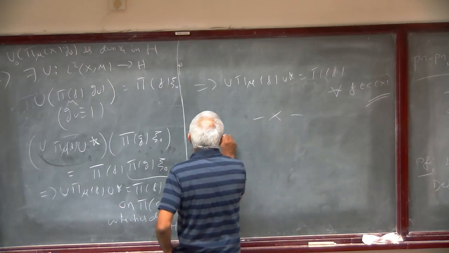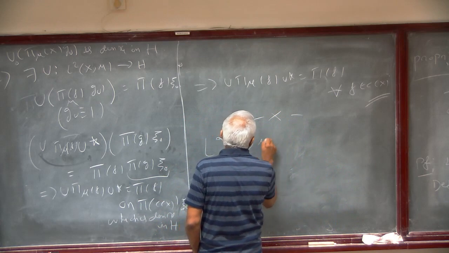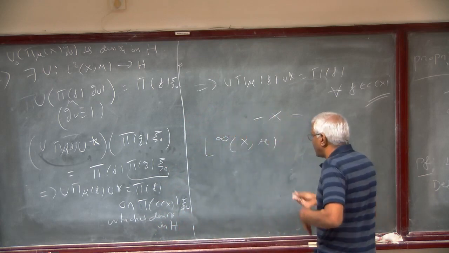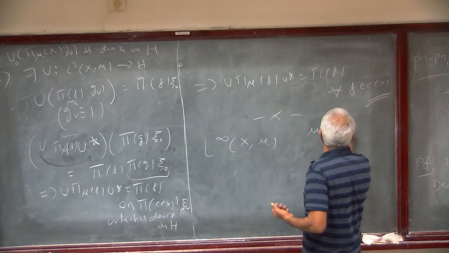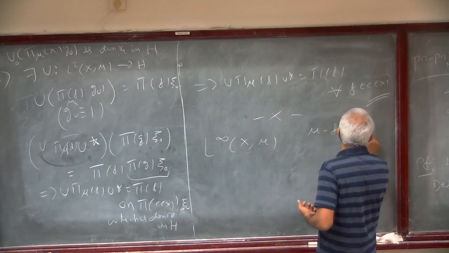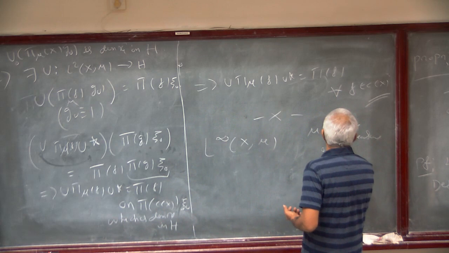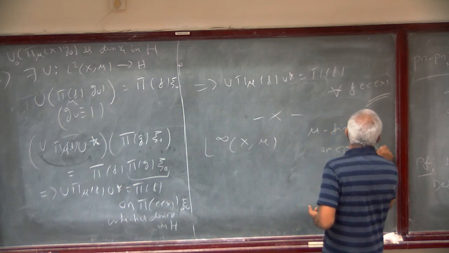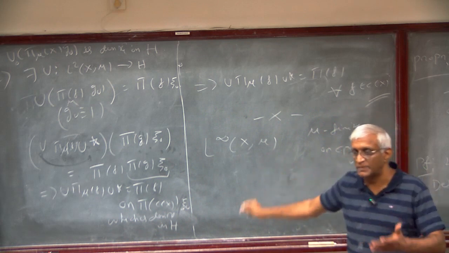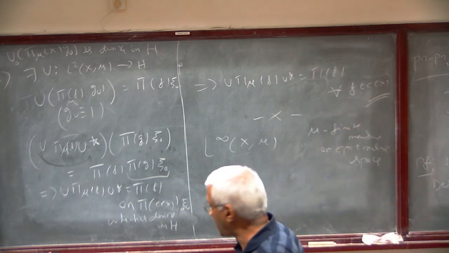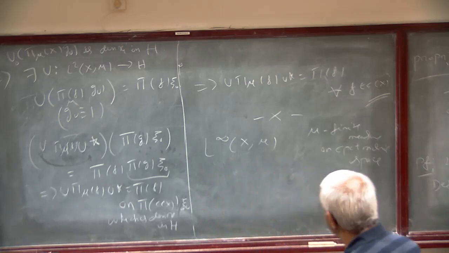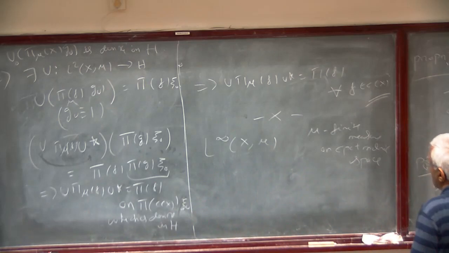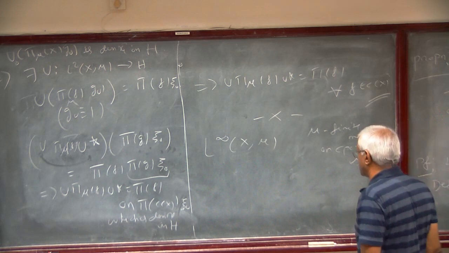So L infinity of x, mu. Mu is a finite measure. For us, mu is a finite measure, and we can assume it's on a compact metric space. It is not needed, but that's okay. We are only going to use the spectrum, sigma of a normal operator, as x. Well, we will use C, but still the measure will be supported on a compact subset.